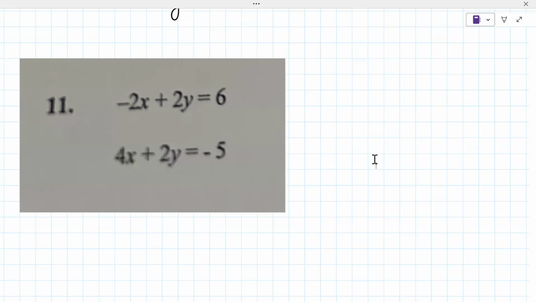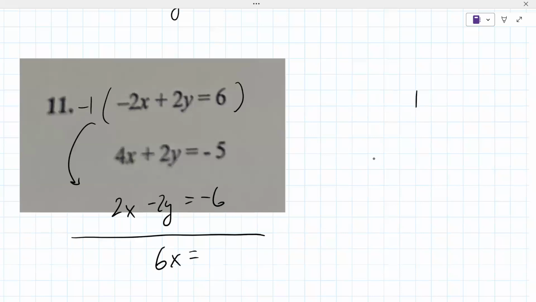I got 6x equals -11. You said X equals -11? No, I got 6x equals -11. Okay. So, sorry, just to clarify here, did you multiply the first or the second equation by -1? The first one. Okay. So you got to multiply everything, right? 2x minus 2y equals -6. And you're right, you get 6x equals -11. So that's okay. So X is -11 over 6.